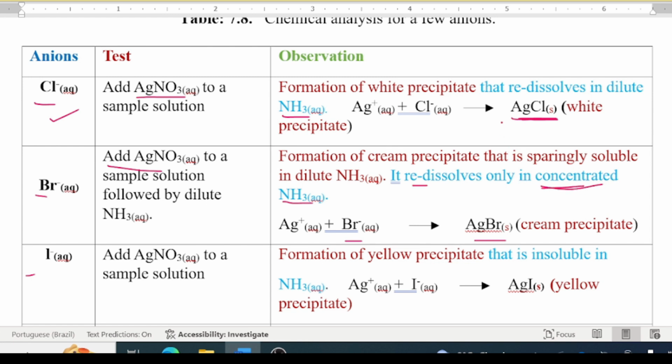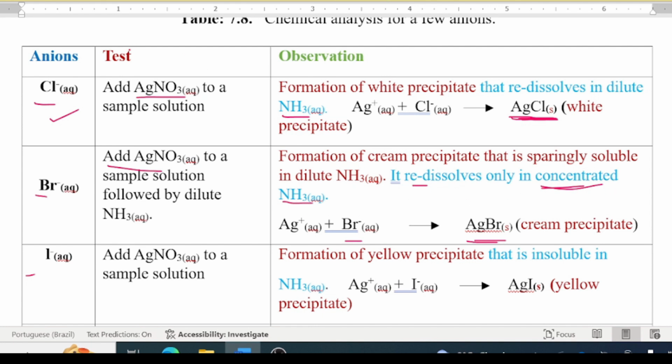So let us say you did a test and you were not certain whether it was chloride or bromide ion. You do that test, you get a precipitate, and you don't know if it's silver chloride or silver bromide. Try to dissolve it in ammonia solution. If it readily redissolves, then it's chloride. If it doesn't, then you have to pour a large quantity of dilute ammonia, or it redissolves in concentrated ammonia solution.